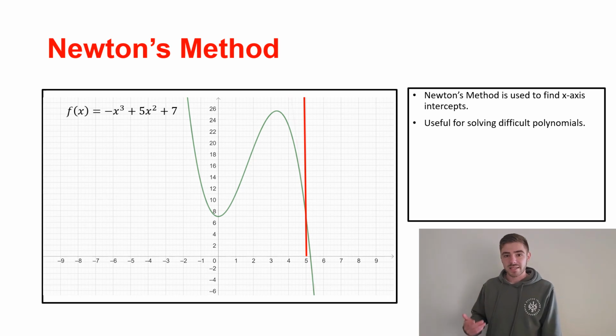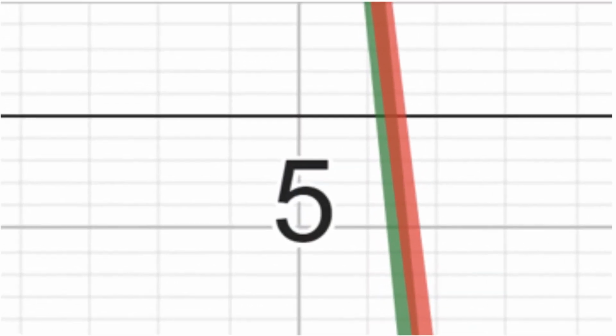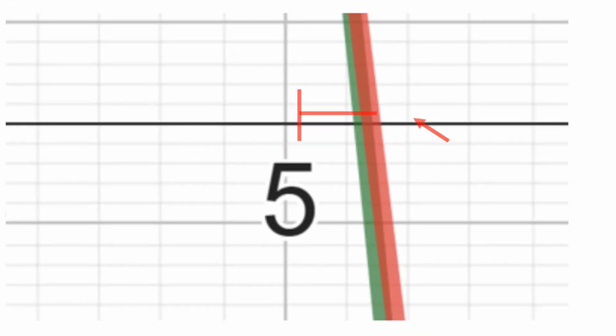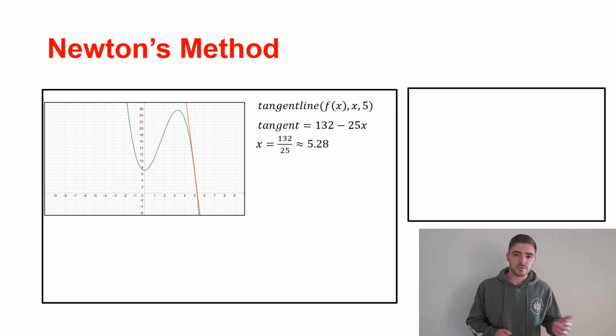If we were to find the tangent line to f of x at x equals 5, then it would look like this. Notice how the x-intercept of the tangent line is closer to the intercept than our initial guess? That's important, because it's much easier to find the x-intercept of a straight line than it is to find the x-intercept of a polynomial. The equation of this tangent line comes out to be 132 minus 25x, which you can find using the CAS tangent line function. The x-intercept of the tangent line is therefore 132 divided by 25.